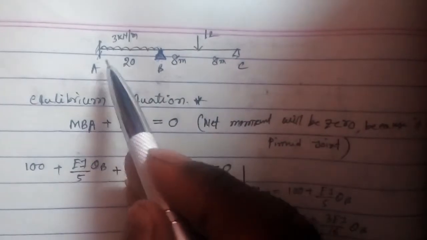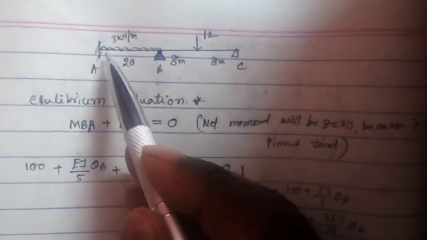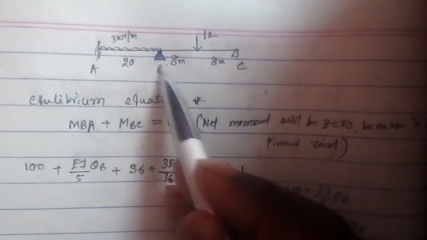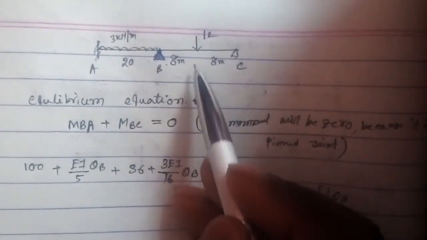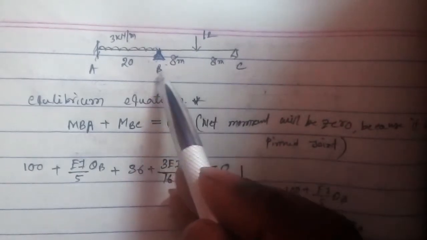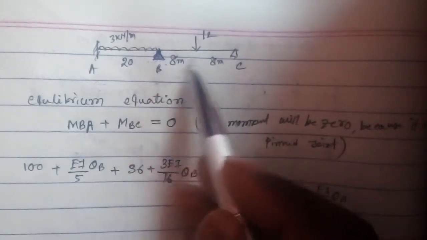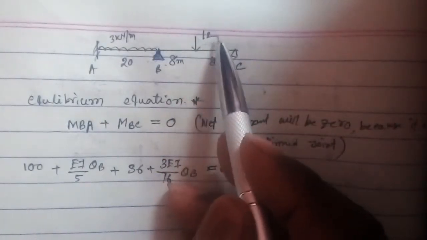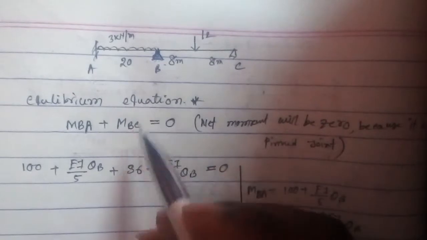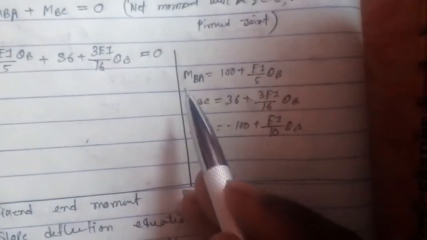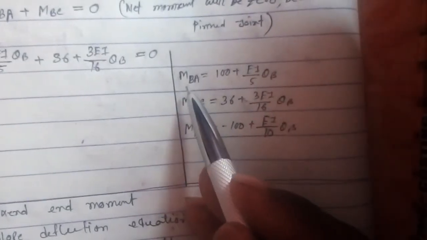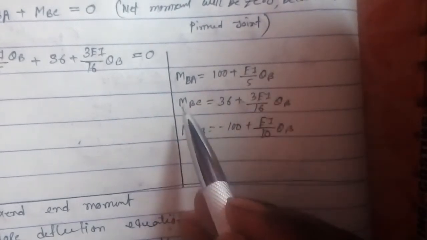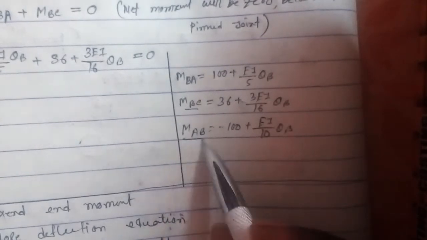Now friends, it was our problem A, B, C. So the AB portion is carrying a uniformly distributed load, and the BC portion is carrying a concentrated load acting at the midpoint, that is 8 meter from point B and 8 meter from point C. And the magnitude of this force is 12 kilonewton. Now we have three equations: MBA equals 100 plus EI by 5 theta B. MBC is also here, MAB is also here.